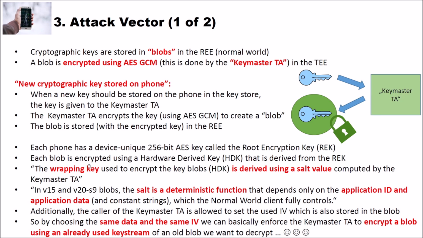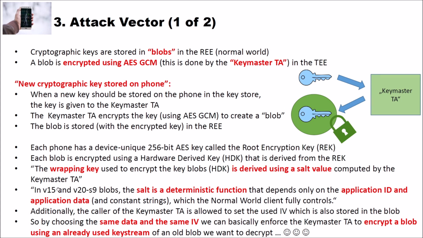And each blob is encrypted using a hardware-derived key, HDK, that is derived from the RE key, so from the root encryption key. And here are two citations from the paper that are really interesting, I think, because these really show the flaws of the implementation. So the wrapping key that is used to encrypt the key blobs, the HDK, is derived using a salt value computed by the keymaster TA. So this is not bad. The keymaster derives a key based on a salt and then encrypts our key using it.